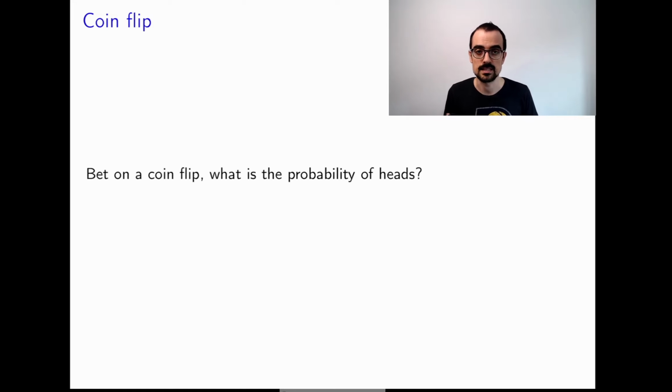So let's illustrate this with a very concrete example. Imagine that there's a coin that is going to be flipped, and we want to determine the probability of heads when you flip this coin.